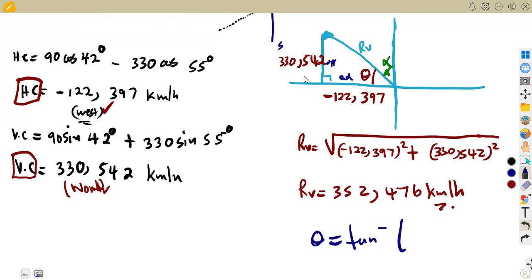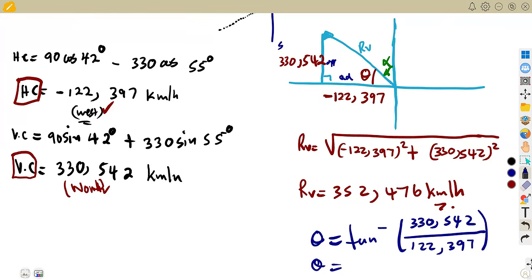Is the vertical component of 330,542 over the horizontal component. But like I said, do not consider the sign. The sign is there for your trigonometry part, guys. Don't consider that. I also explained this when you are calculating the reference angle: you don't use the negative sign, okay?